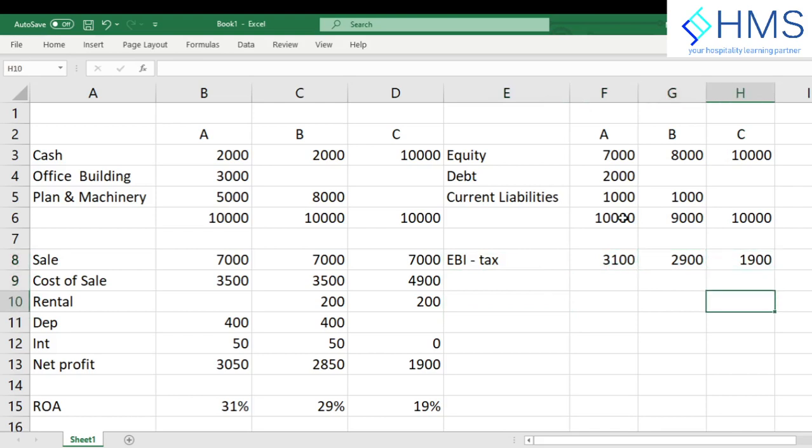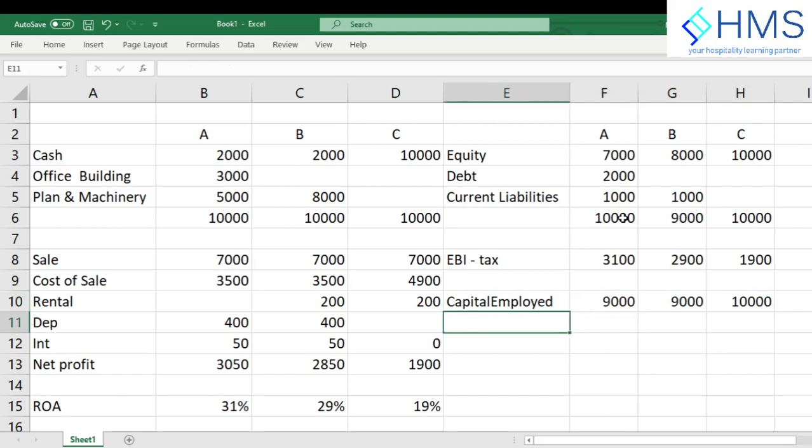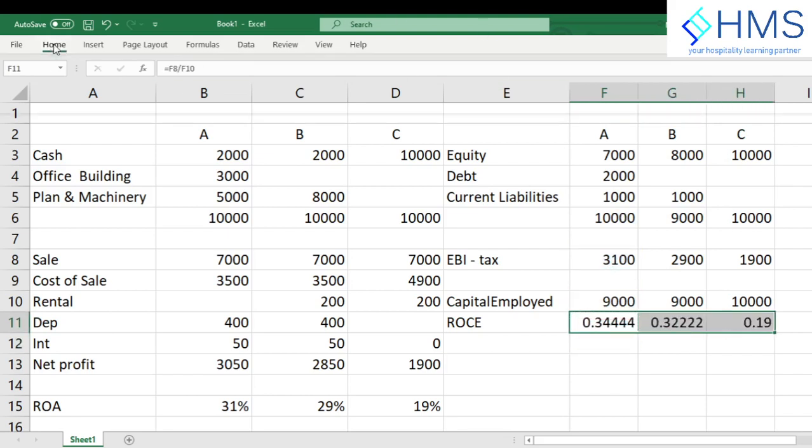Now, what is the capital employed? Capital employed usually would be equity plus the debt, right? Long-term debt, not the short-term debt. So the capital employed usually is your equity plus the long-term debt, or you can also calculate this by using total assets minus the current liabilities, because that's what the total capital is. So that's how we will calculate the capital employed. So what is the return on capital employed? ROCE is going to be 3000 divided by 9000. So that's what is going to be the ROCE, return on capital employed.